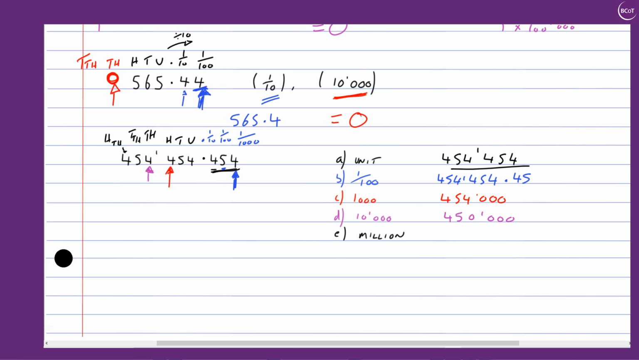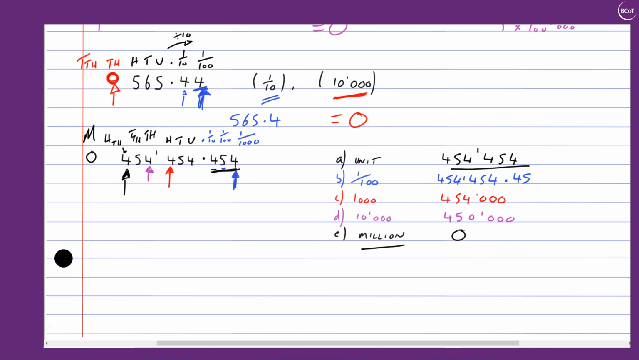And finally, the millions. Well, the millions column comes after the hundreds of thousands, and of course there's a 0 there because it's not even 500,000, this number, so it's less than 1 million. So rounding to the nearest million, we look at the number to the right of that, which is the hundreds of thousands, and this is a 4, so it rounds down. So this number, 454,454.454, to the nearest million is 0.